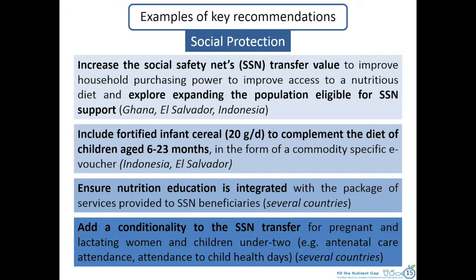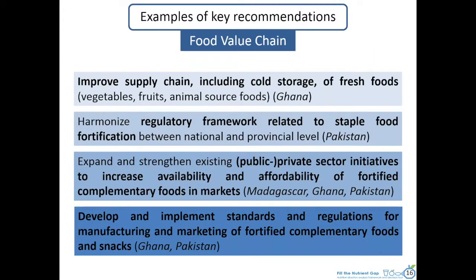This includes changing the amount of the cash transfer, the transfer value of a conditional cash transfer provided by the social protection program, or changing targeting, or including specialized nutritious foods, for example a fortified infant cereal for a young child, to the population that is receiving the social protection program. And these are just a few examples.